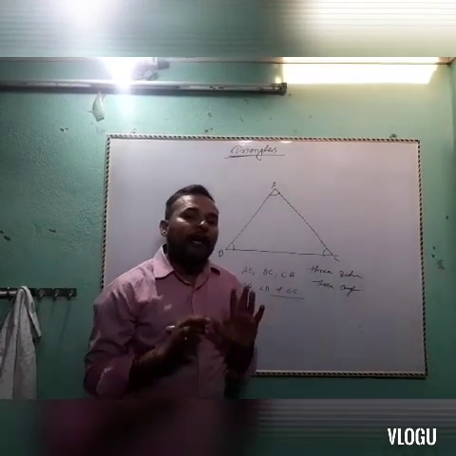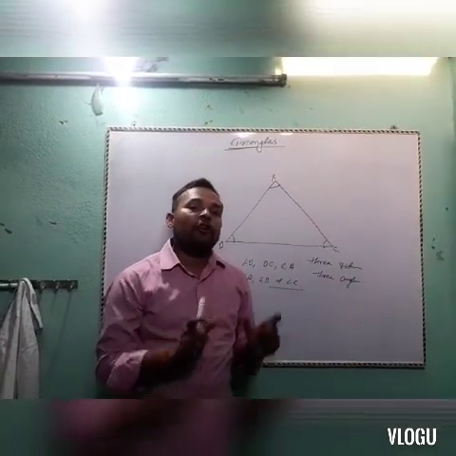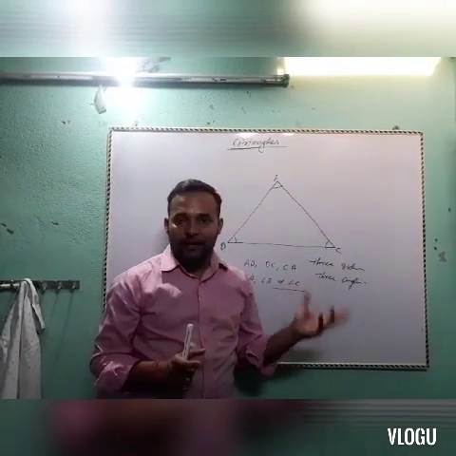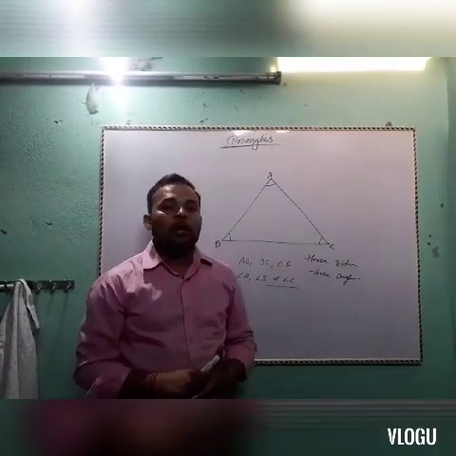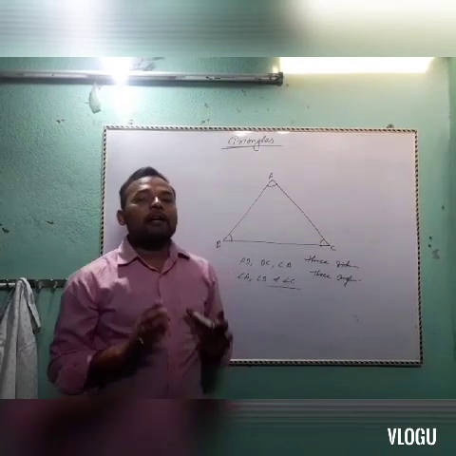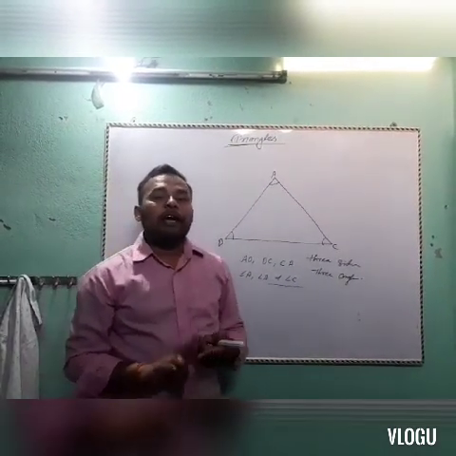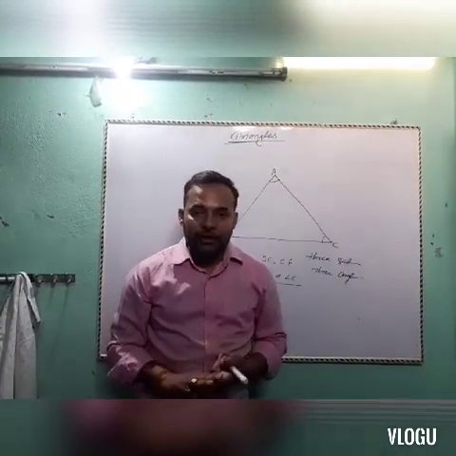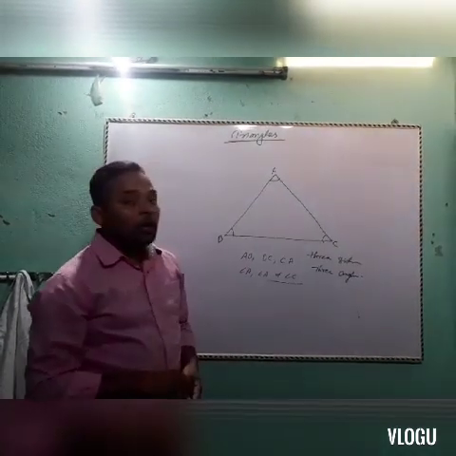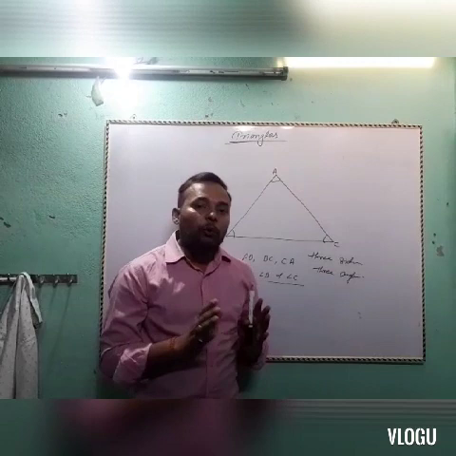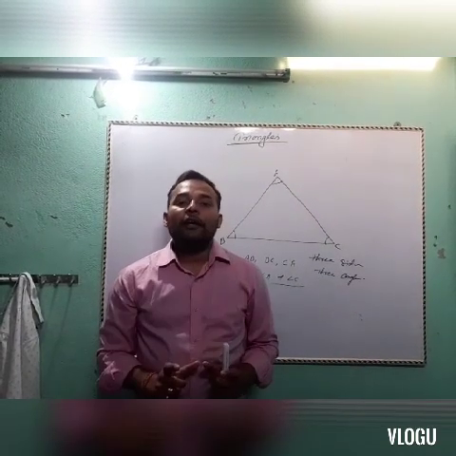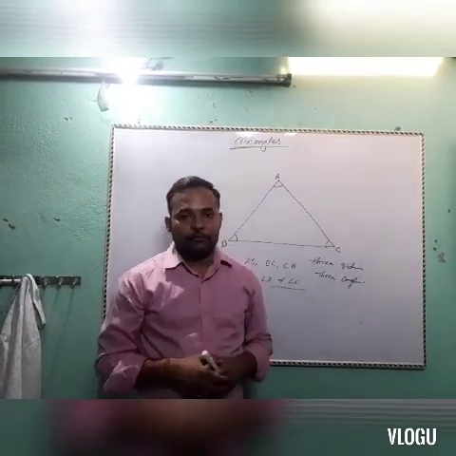There are six kinds of triangles. Three are based on the sides, and the next three are based on the angles. Based on the sides: equilateral triangle, scalene triangle, and isosceles triangle. Equilateral triangle: a triangle in which all sides are equal is called an equilateral triangle.